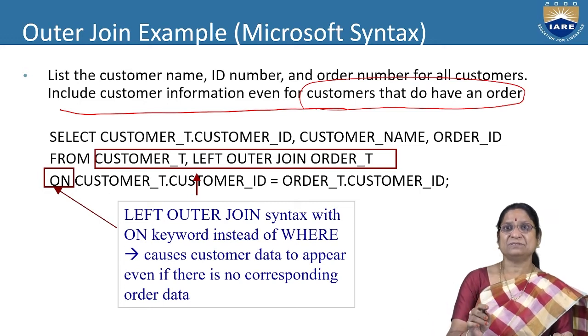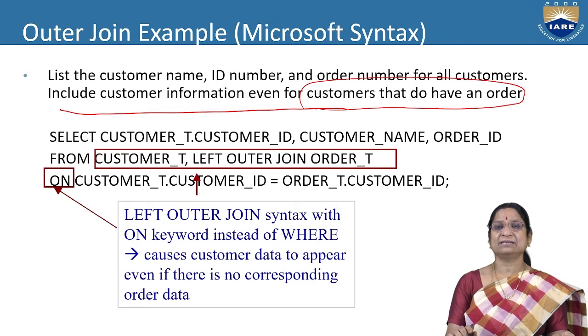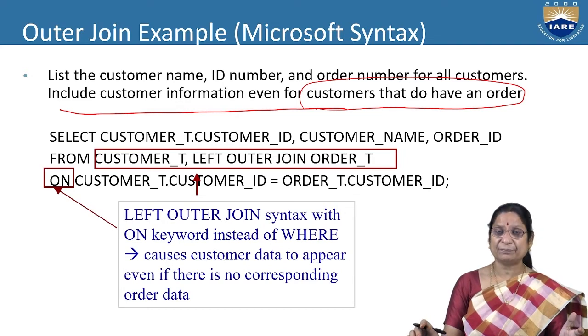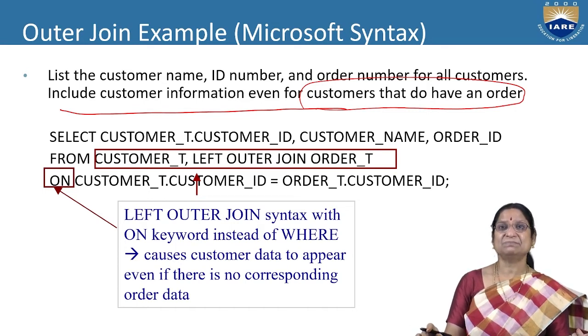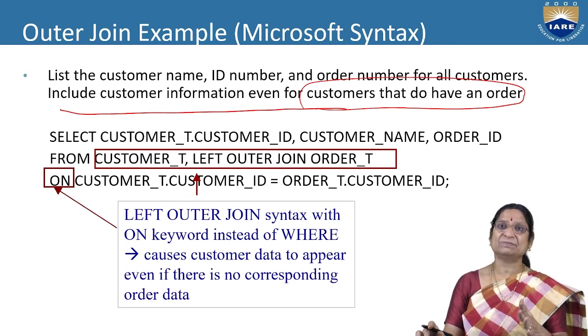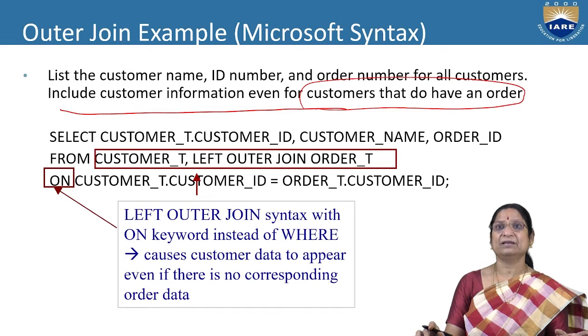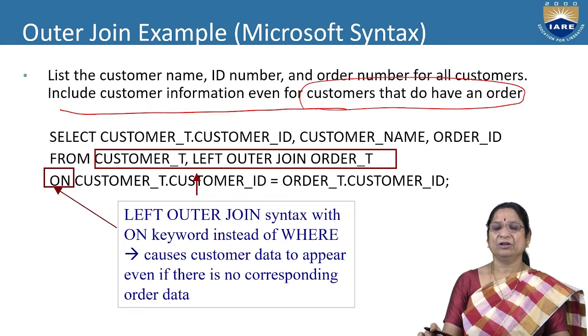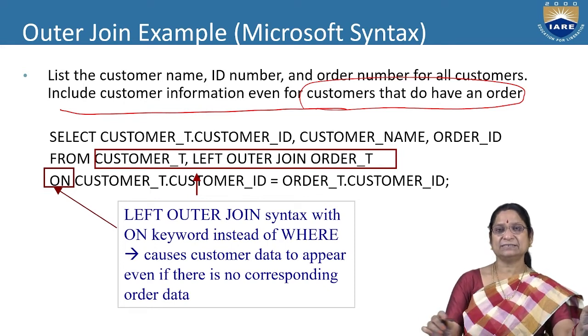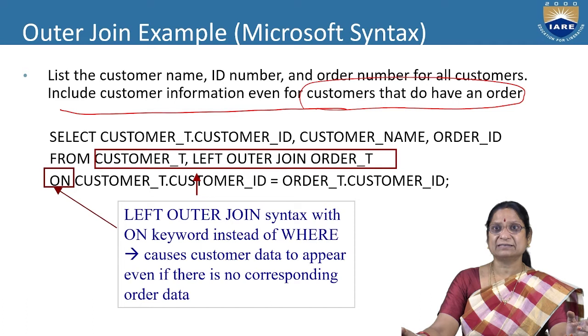Right? So you just observe, we need to get all customers, whether they ordered a product or they may not have ordered even a single product. But the details must be displayed on the customer side, that is customer name and ID. The order number must be displayed if the respective customer has already ordered certain things. If they didn't order anything, the customer details must still be there, but the order ID will be null. Now you observe what I am supposed to get. The output is customer ID, customer name, order ID.